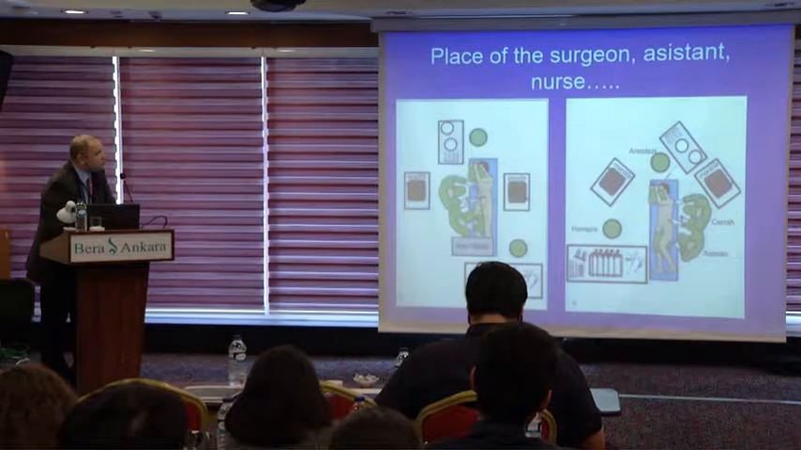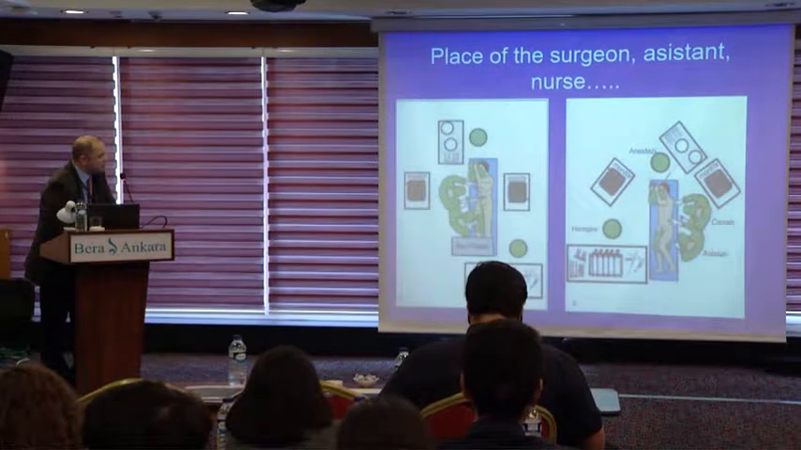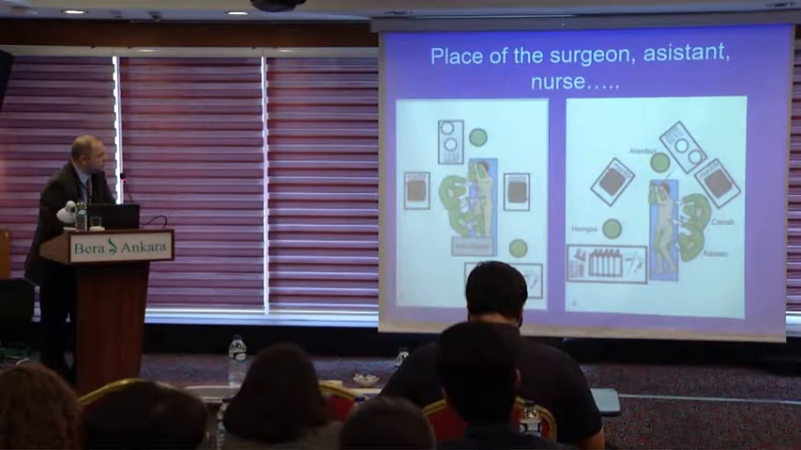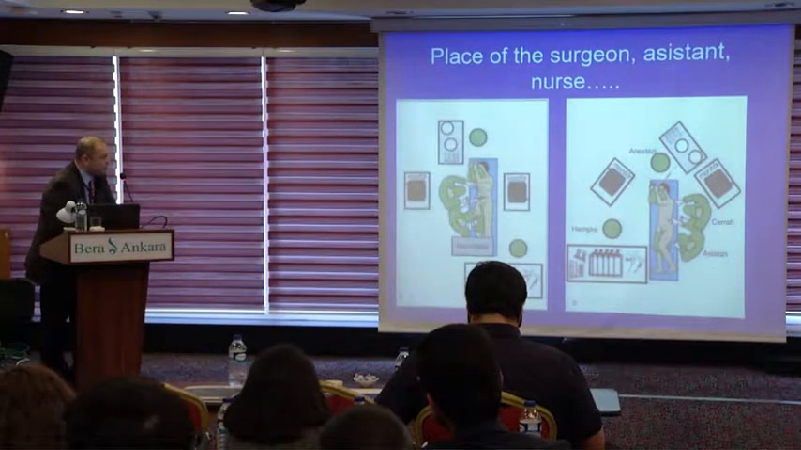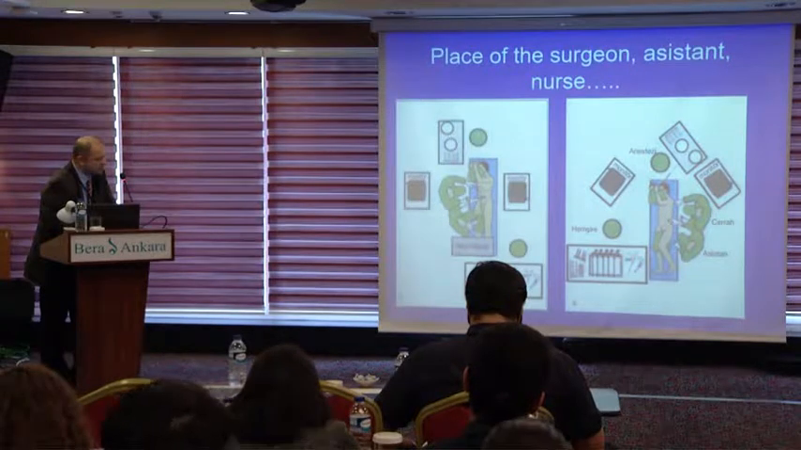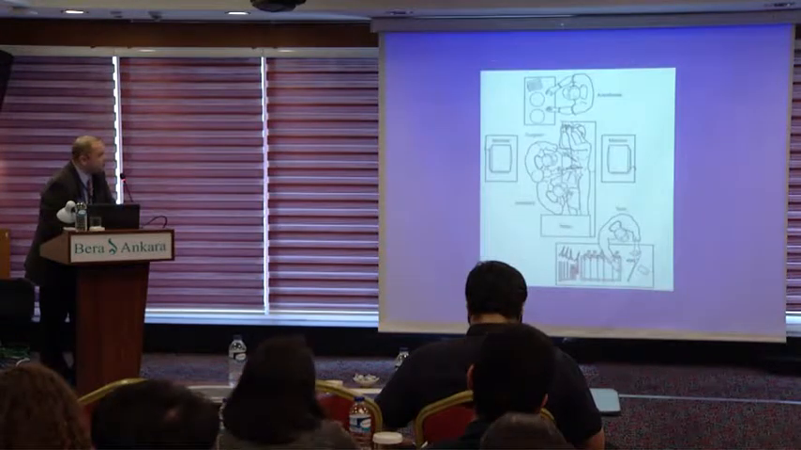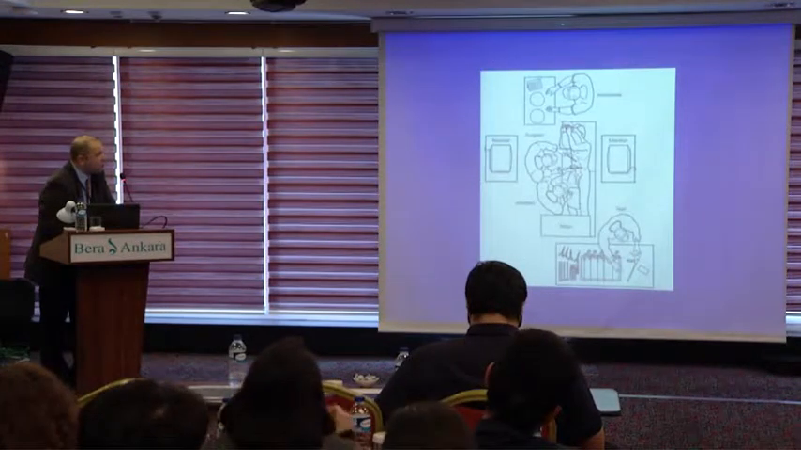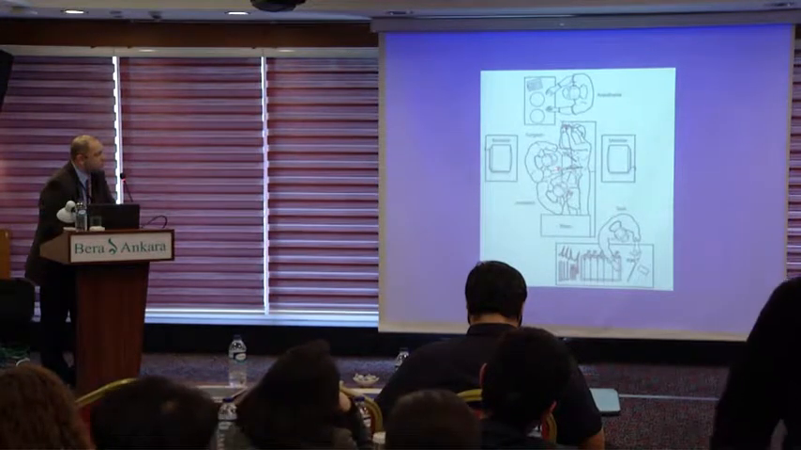Where is the place of the first surgeon, assistant, and the nurse? If you will perform a transperitoneal surgery, the first surgeon and the assistant will be just in front of the patient. But if you will perform a retroperitoneal surgery, you will be just behind the patient. And this is the place of the nurses. That's another view. The level of the monitor will be just at the level of the eye of the first surgeon.